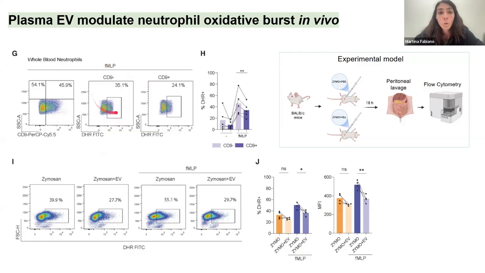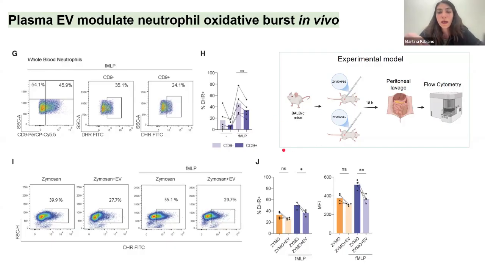And what we saw was that the CD9 positive neutrophils that we selected by the gating strategy produced less reactive oxygen species after FMLP stimulation, as you can see in the following panel, suggesting that this interaction that occurs in circulation also favors a decrease of the neutrophil inflammatory response.